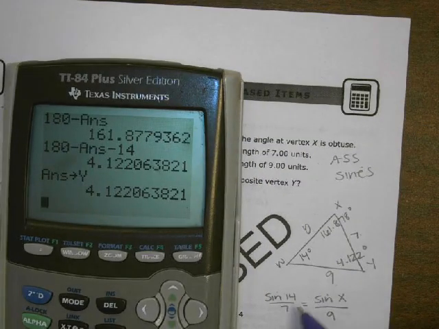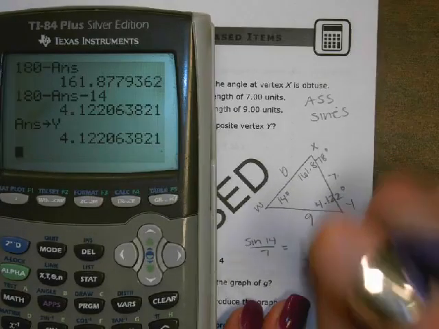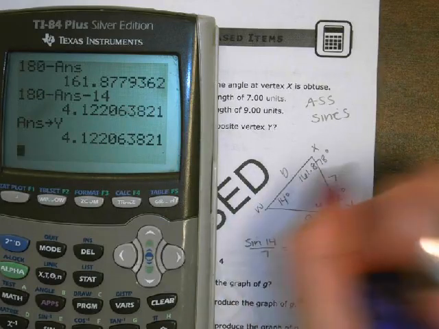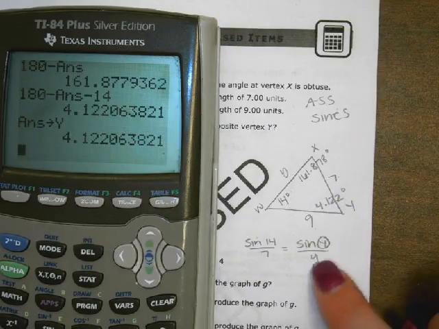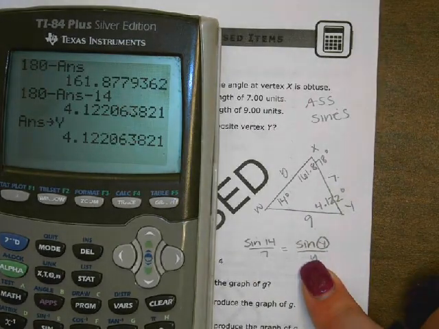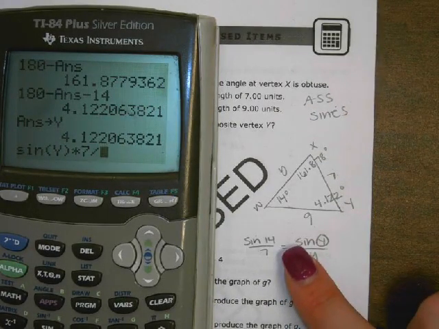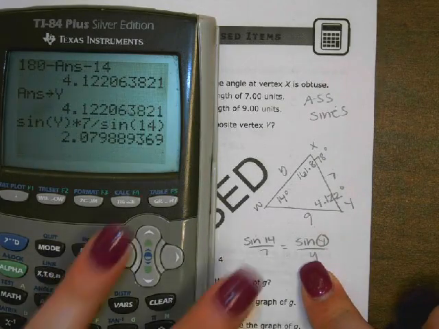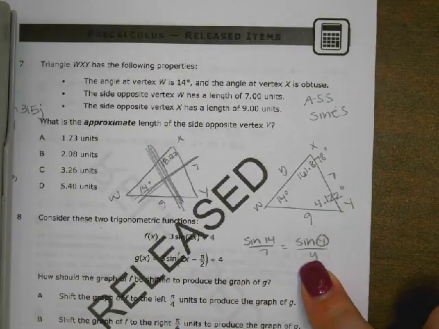And so now if I want to find side y, I'm going to use the law of sines again. I don't have space, so I'm not going to write it again. So I'm going to have sine 14 over 7 equals sine of y, the y that I stored, divided by side y. So I have sine of angle y multiplied by 7 divided by sine of 14. So side y is 2.080. And it's B.